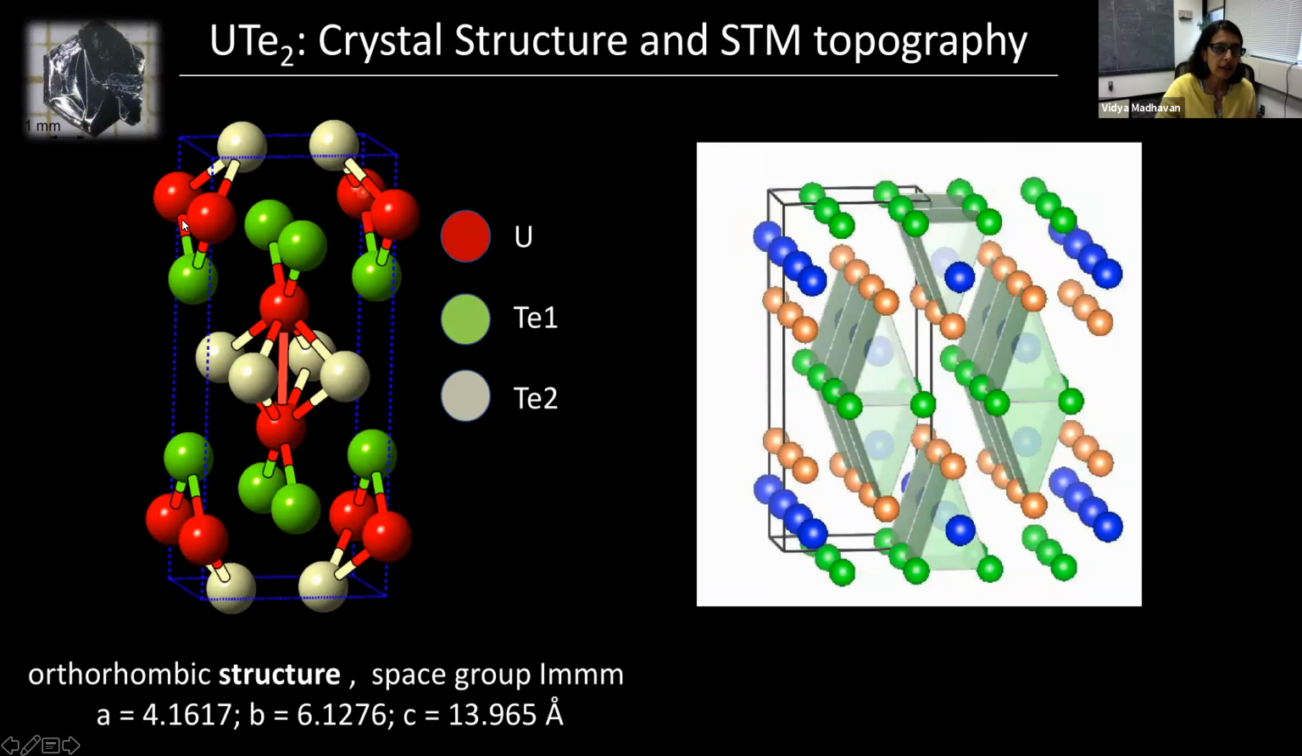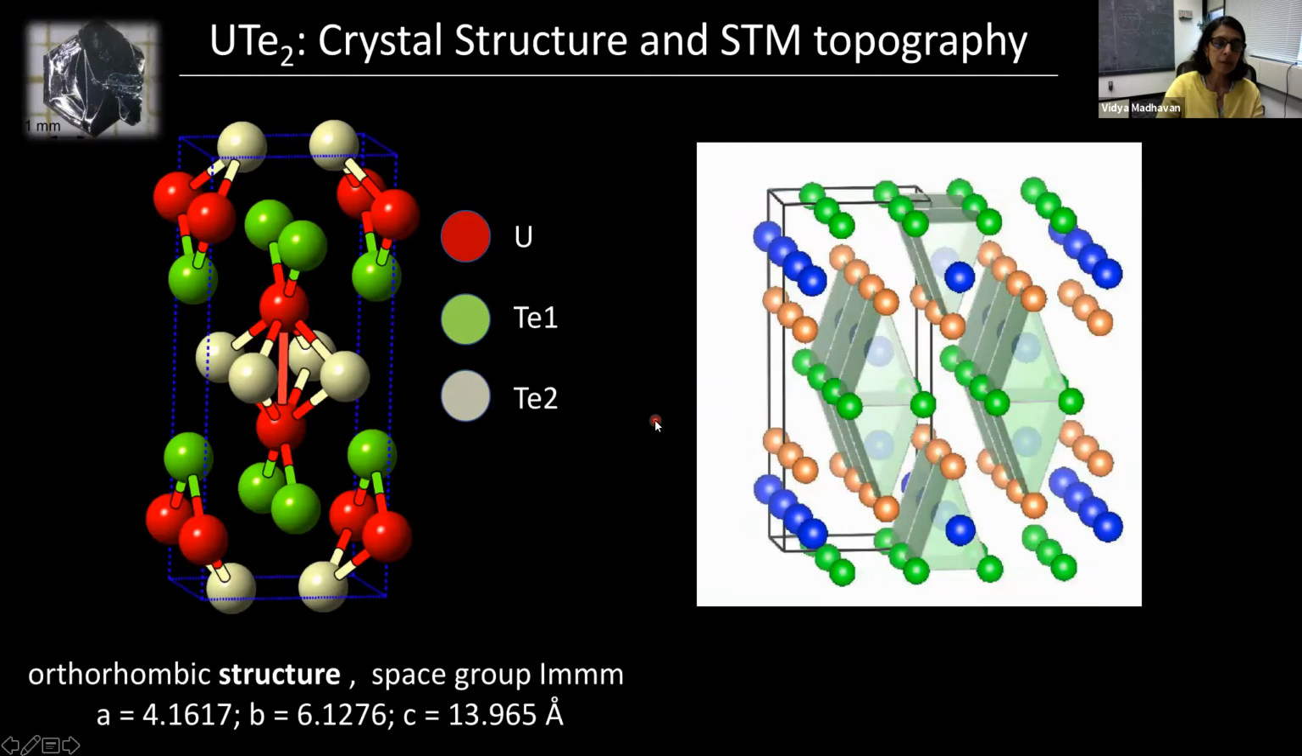These red balls are actually uranium. And each uranium atom is surrounded by these tellurium atoms in a prism kind of configuration. You can see it better here. That's why I have this.